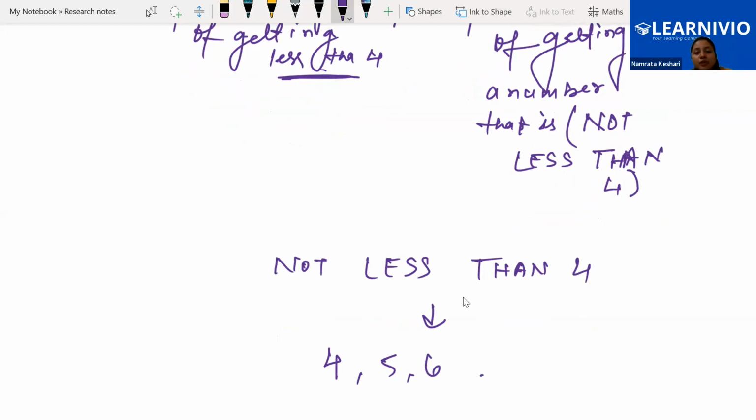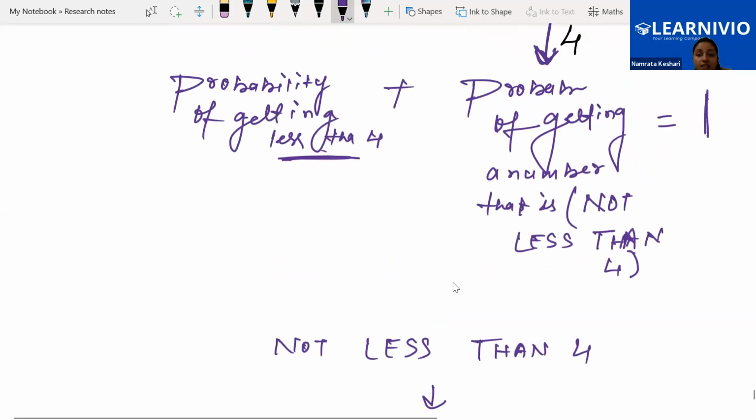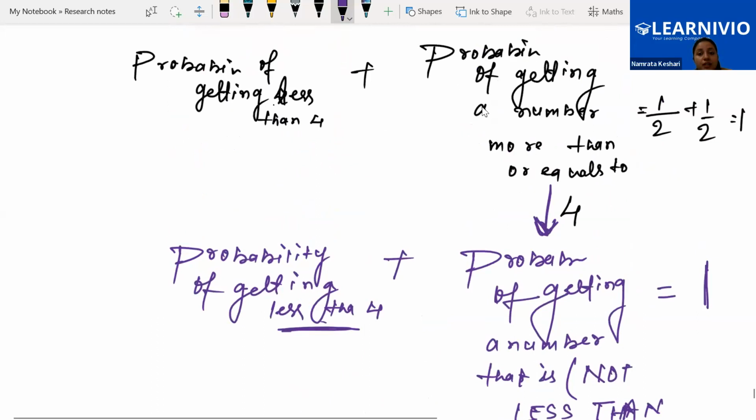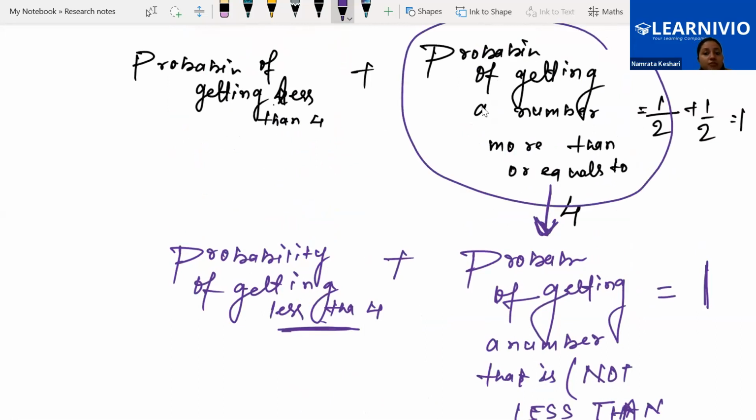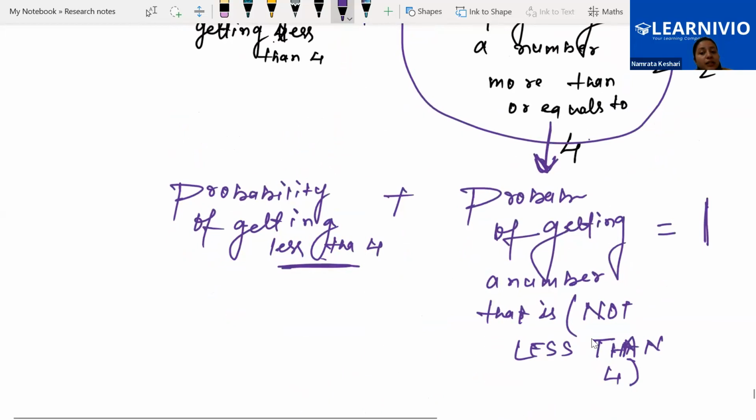So less than 4 is not acceptable. That means 4 or greater than 4 only. So yes, the above statement which we have written here, the probability of getting a number more than or equal to 4, we can also write this way: the probability of getting a number that is not less than 4. Why am I highlighting like this? Less than 4, not less than 4. These two are called complementary events.